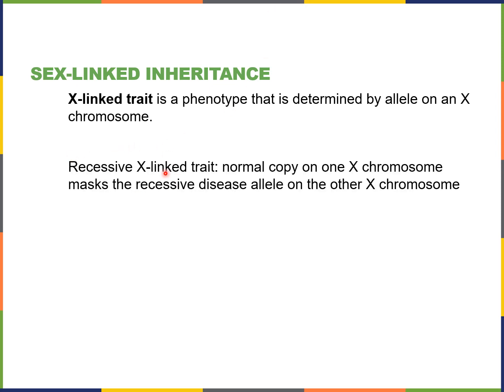So for recessive X-linked traits, you can have a normal copy on one X chromosome that masks a recessive disease allele on the other. That's why we say that females can be carriers, right? Let's say for baldness, they can have a normal X-linked trait that makes them normal, and then the baldness X-linked trait that does not show through because it's recessive, but they can pass it on to their son or daughter.